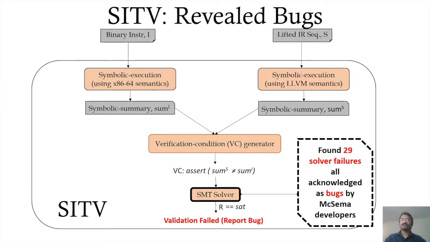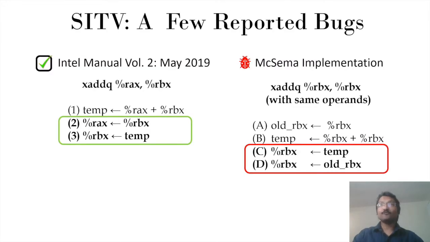The single instruction translation validation framework found 29 solver failures, which were all confirmed as bugs by the Maxima developers. Some of them are fixed as well. Let me go over a few of those reported bugs.